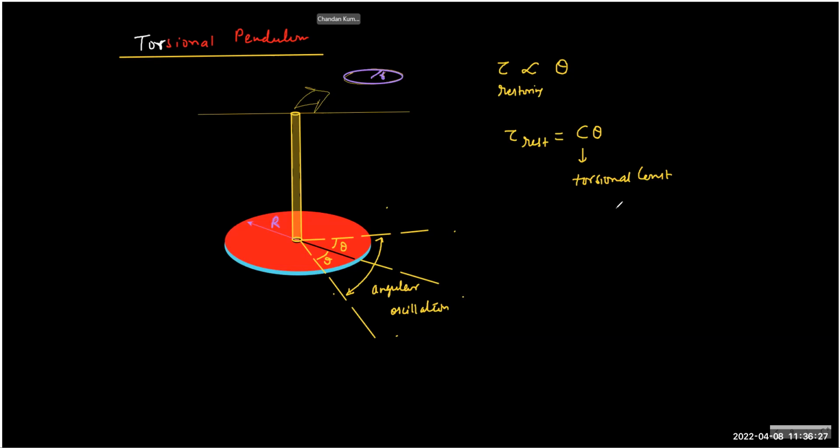And I hope you remember the c value, which is pi r power 4 eta by 2l, right? This was the formula. And eta comes from the modulus of rigidity. In case you don't remember, I can derive it. I know the formula. So, yeah, l is the length of the rod.